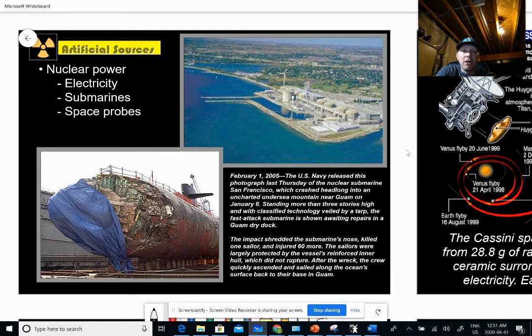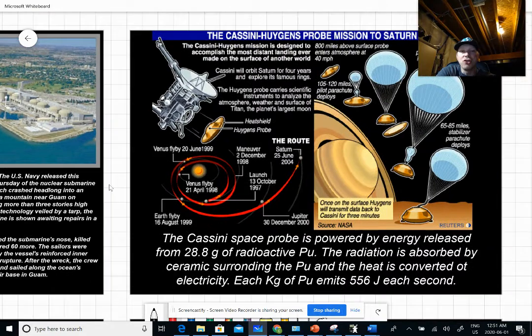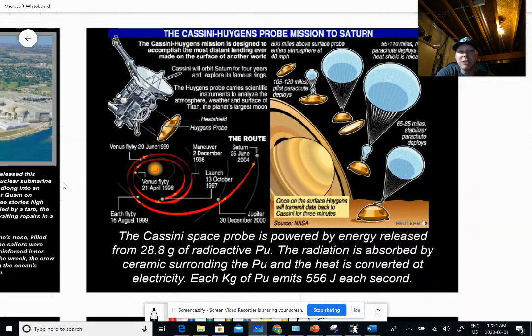But so there's some radiation that's caused because of that. Submarines use nuclear energy, as do space probes as well. And that's what the next slide here is, just showing you a space probe, a Cassini-Huygens space probe. So this space probe, it's showing you how many years it's going.